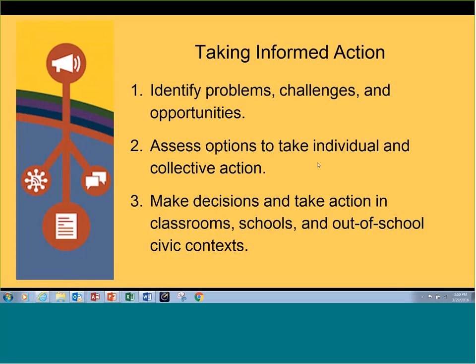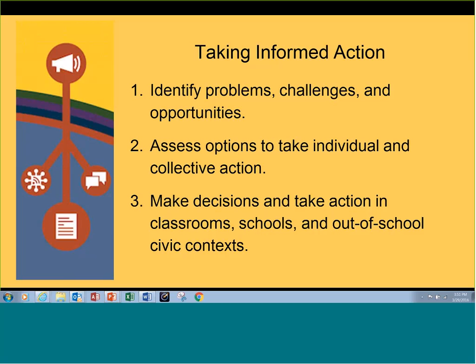The next indicator talks about once problems have been identified, we're asking that students assess the options for taking action. In early grades, students will work to identify ways to affect change. By high school, we're asking that students engage in self-reflection, complex causal reasoning, and strategy identification to address the problem. And then finally, the third indicator, the final indicator in this section, asks students to use deliberative and democratic strategies such as listening, consensus building, voting, and assembly to make decisions and take action.